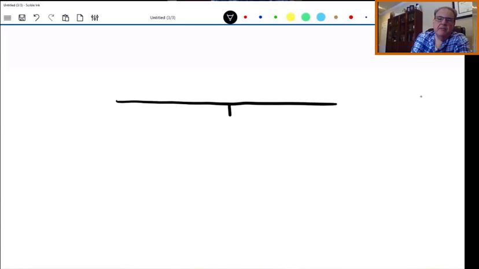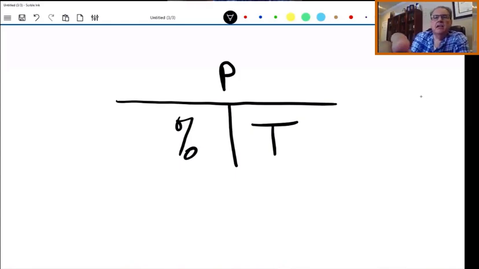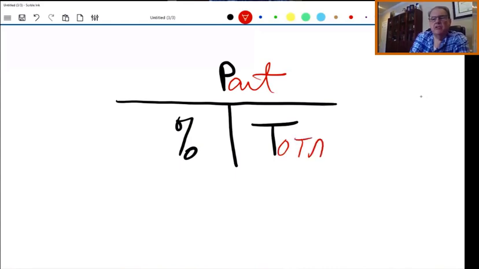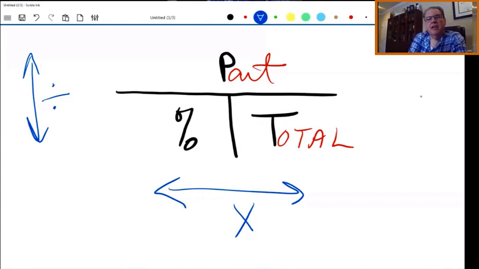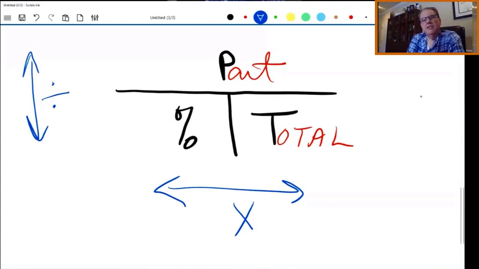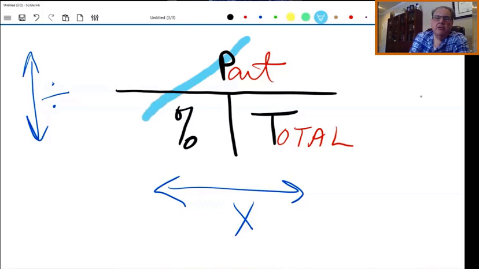Here is the T, part, percent, and total. Let me write out part, percent, and total. If you go up and down, then you are dividing. If you go side to side, then you're multiplying. So far, so good. Nice and easy. Easy peasy. One way to say it is, a part is a percent of a total.